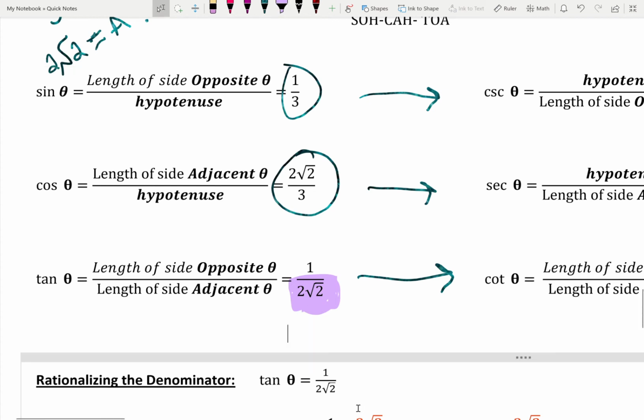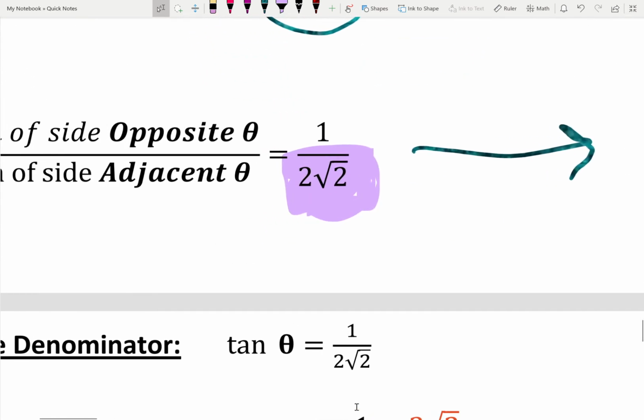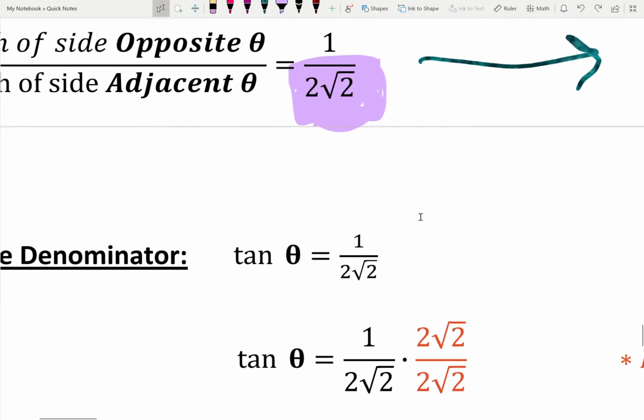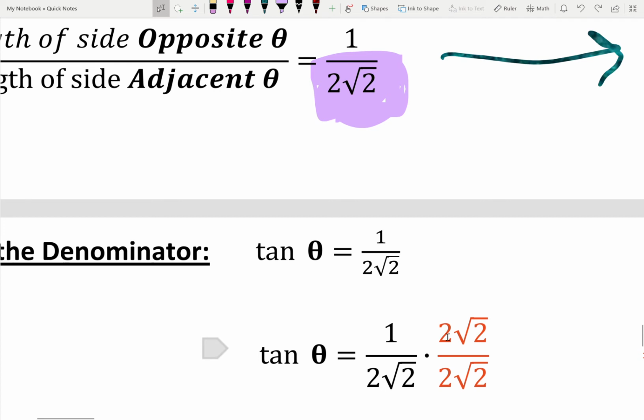Tan theta equals 1 over 2 times square root of 2. So in order to rationalize the denominator, all I'm going to do is multiply the numerator and denominator by whatever is in the denominator. So it's going to look like this. I have tan theta equals 1 divided by 2 times square root of 2, times whatever was in the denominator divided by whatever was in the denominator.